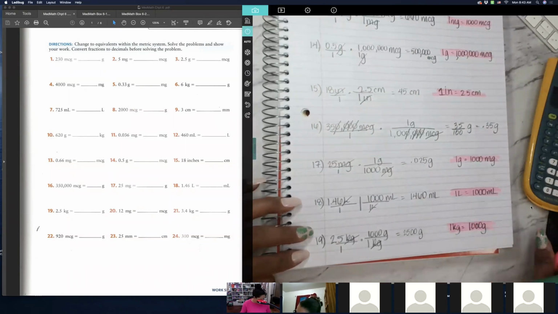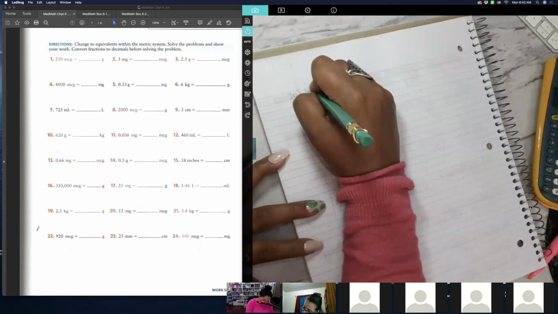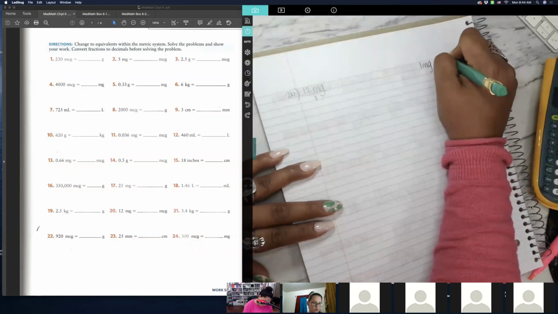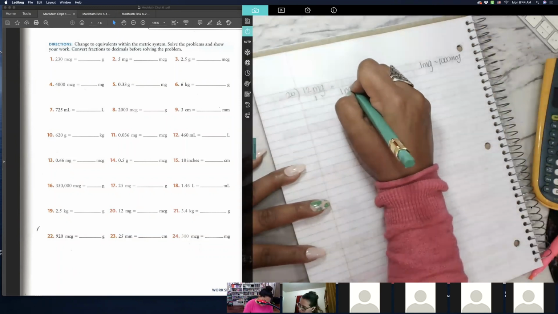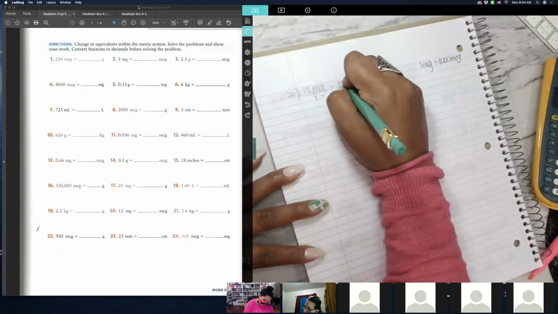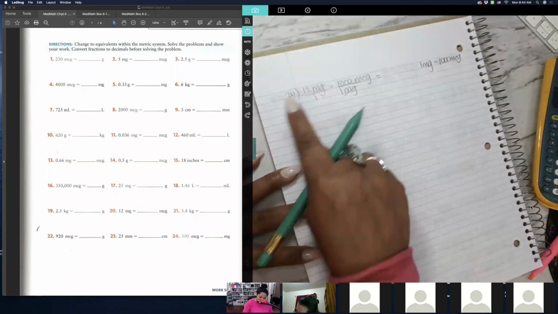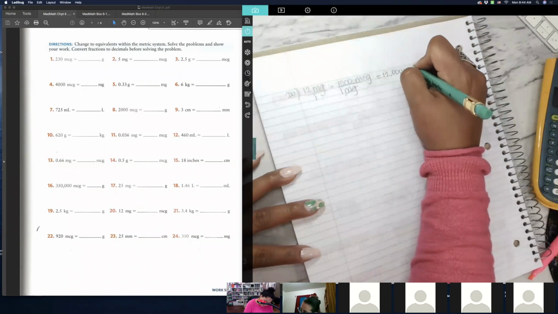Next page, number 20. We want to convert 12 milligrams to micrograms. Again, 1 milligram equals 1,000 micrograms. So setting up my units, my milligrams go on the bottom, my 1,000 micrograms go in the top. My units are going to cancel. So 12 times 1,000, that's 12,000 micrograms.